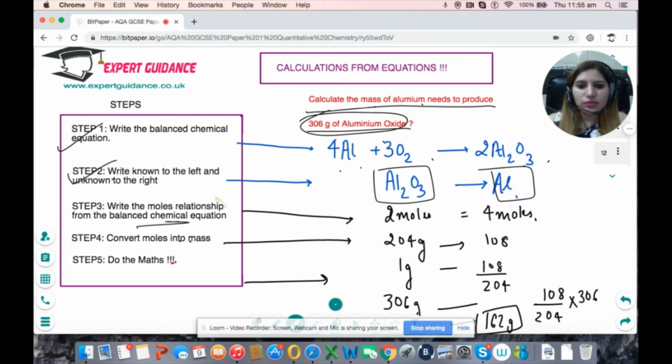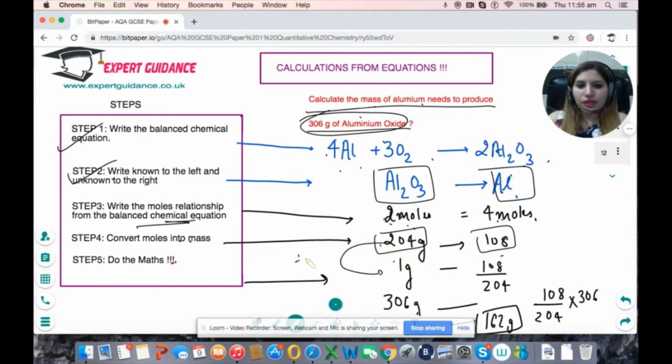Then the relationship of moles from the balanced chemical equation. So how many moles of aluminium oxide are being formed? 2. How many moles of aluminium are being used? 4. So 2 moles and 4 moles. Then I'll convert 2 moles of aluminium oxide into mass. So 2 moles of aluminium oxide is 204 grams. 4 moles of aluminium is 108 grams. So 204 gives me 108.